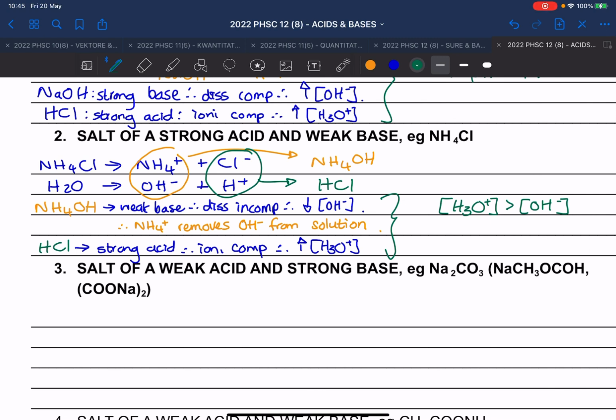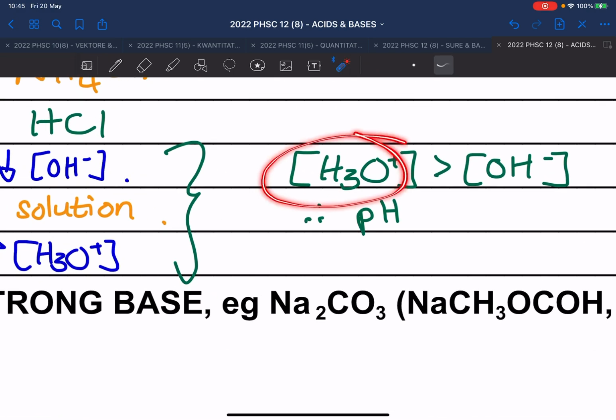Okay, so tell me, what will the pH then be of the salt? Can you give me ideas? Is it greater or smaller than 7? Which one is more acid or more base? Okay, and for acid, where's the pH, at the bottom or at the top?